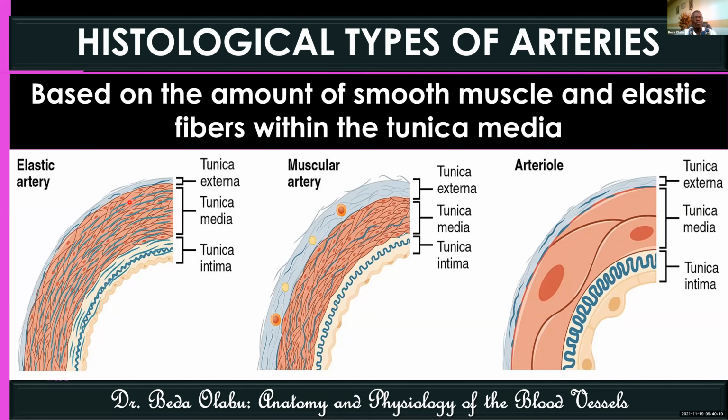The second histological type is muscular artery. The unique thing about muscular artery is that it has a very thick tunica adventitia, as you can see there. It also has a very prominent internal elastic lamina. This is the prominent internal elastic lamina that it has. And then the tunica media of muscular arteries has predominant vascular smooth muscle. So there's more vascular smooth muscle within the tunica media.